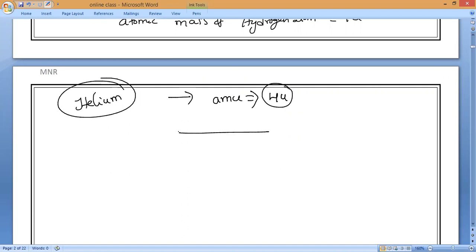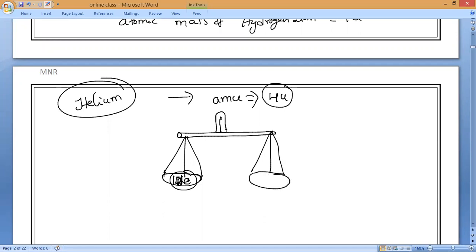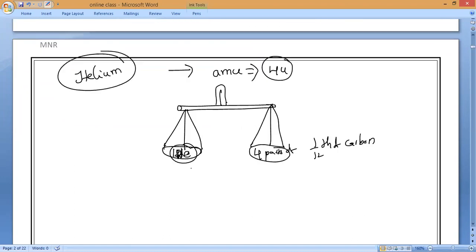Now, if you measure on the beam balance, one helium atom on this side equals how many carbon-12 parts? All of you should tell me. So I'm keeping one helium atom here. How many 1/12 carbon parts do we have to add? 4 parts. So 4 parts of 1/12 of carbon equals the helium atomic mass.